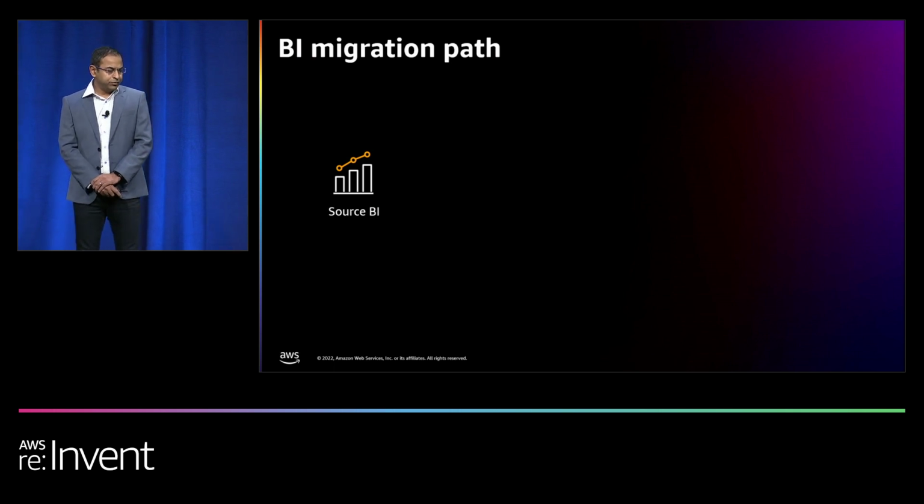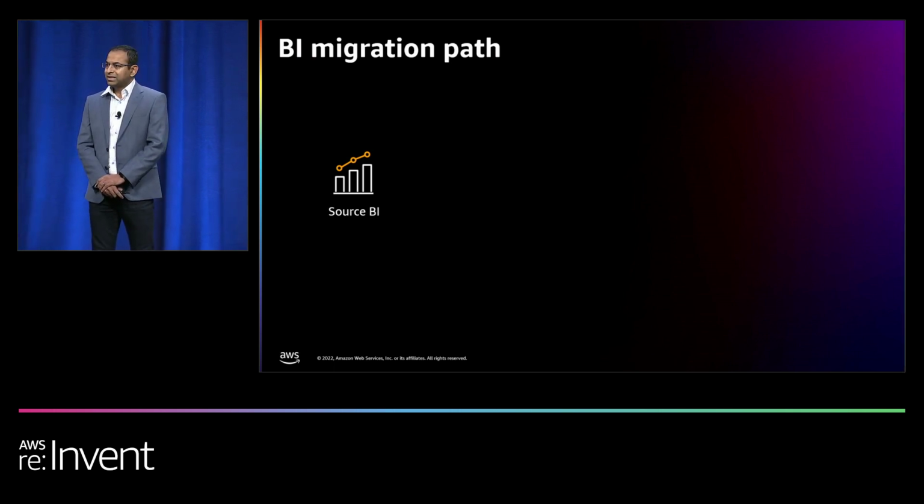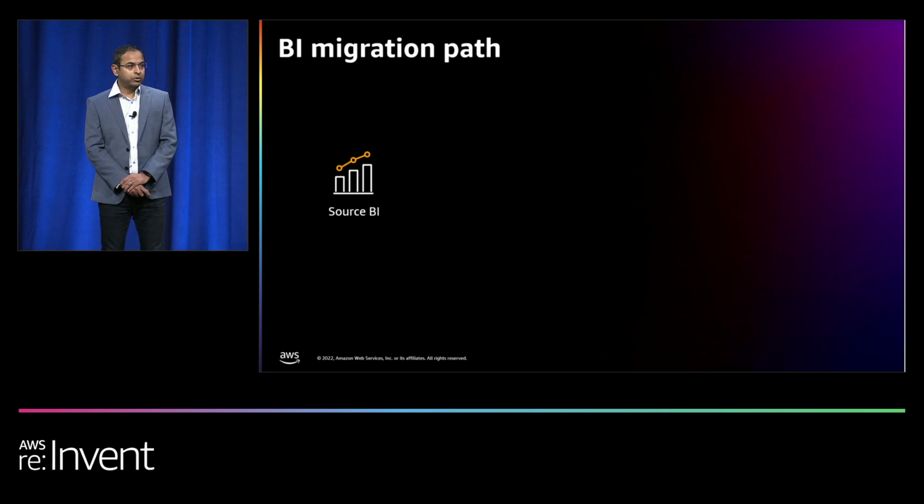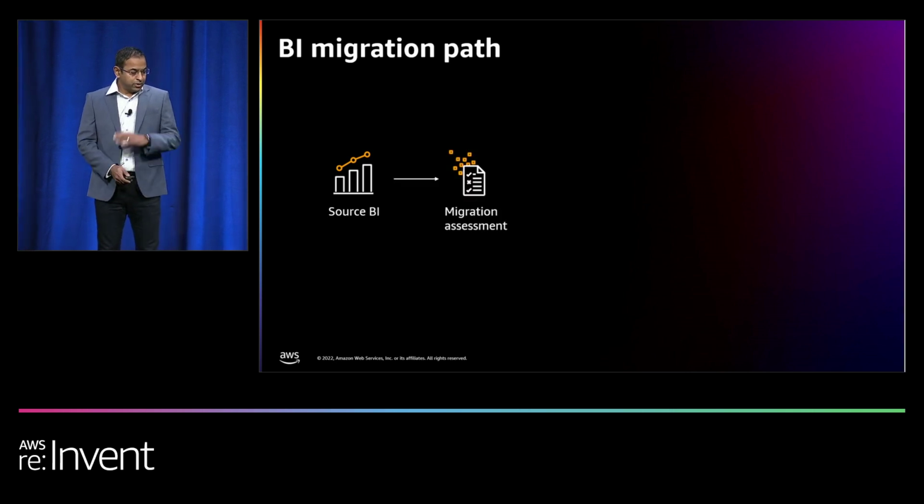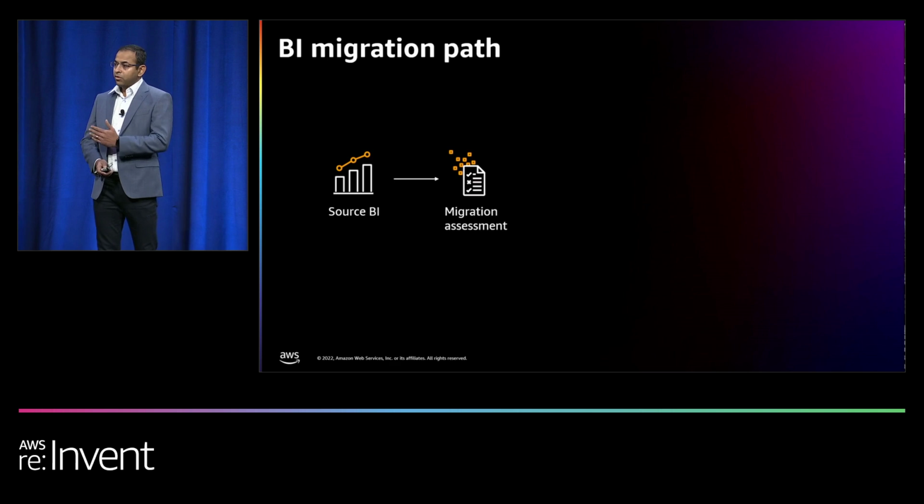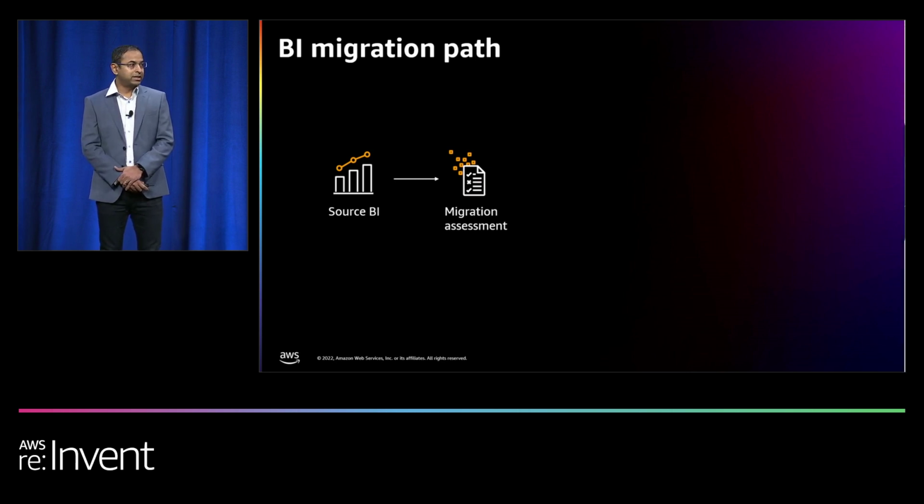Before we talk about the API and CLI that will help your BI migration journey, let's talk through some of the best practices in your BI migration path. So you have the source BI that you want to migrate off of and move on to Amazon QuickSight. The very first step in BI migration is to take a BI migration assessment. What is a BI migration assessment? It's just knowing the lay of the land of your source BI tool.